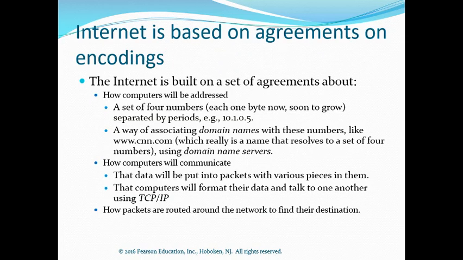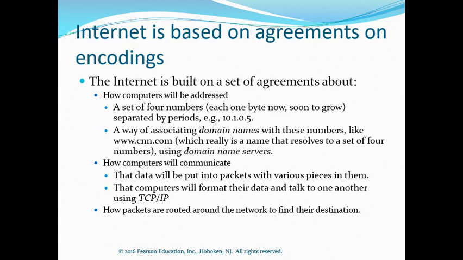The internet is based on agreements on encodings. First, a set of agreements about how computers will be addressed: a set of four numbers, each 1 byte now, soon to grow. This is IPv4 to IPv6, separated by periods. In this example, we see an IP address of 10.1.0.5. There is also a way of associating domain names with these numbers, like www.cnn.com, which really is a name that resolves to a set of four numbers using domain name servers, or DNS.